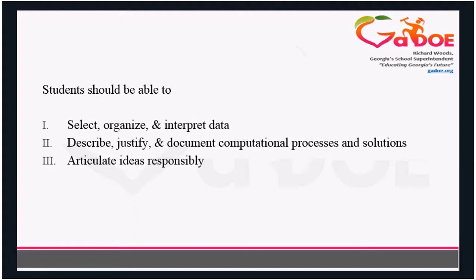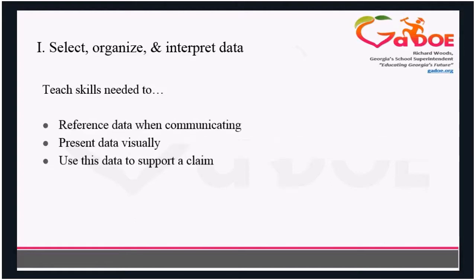So those are the three big areas that I'm talking about today, and what, as a teacher, I want to shoot for. So let's talk about those areas. Number one, selecting, organizing, and interpreting the data. This is something that teachers do all the time.